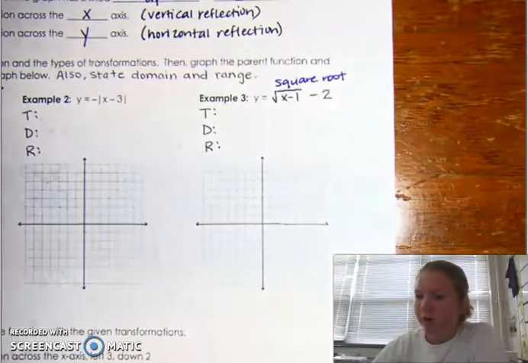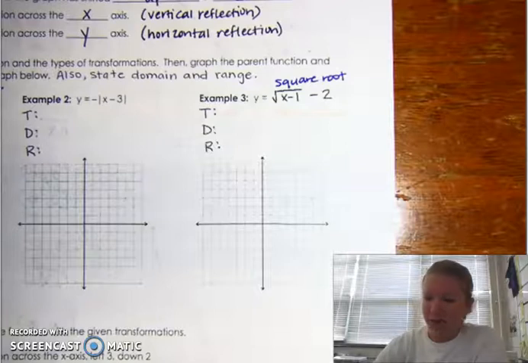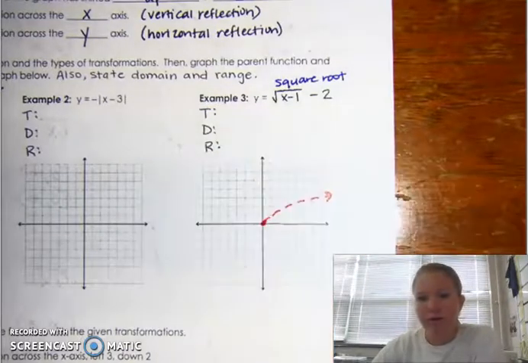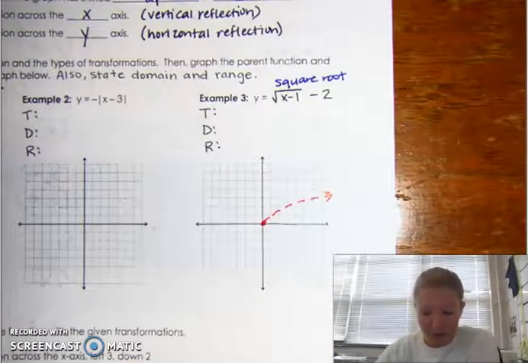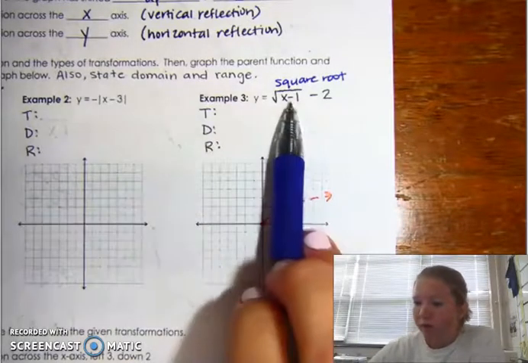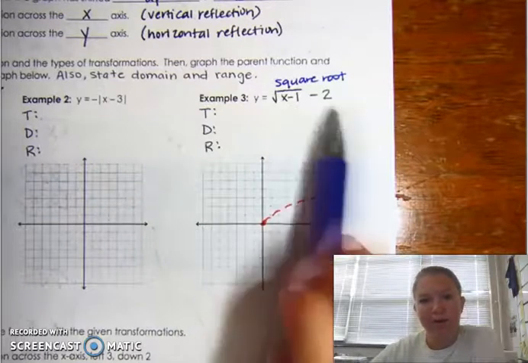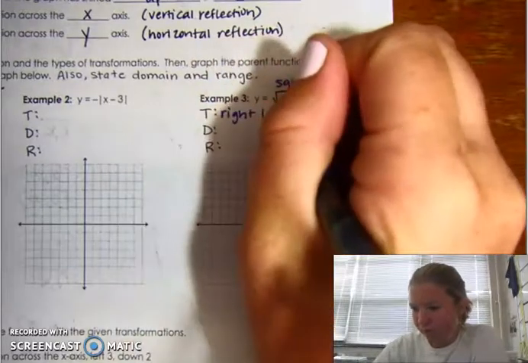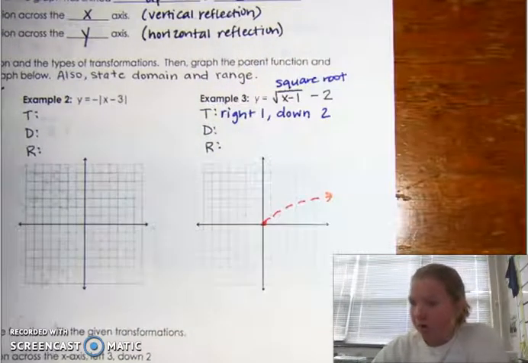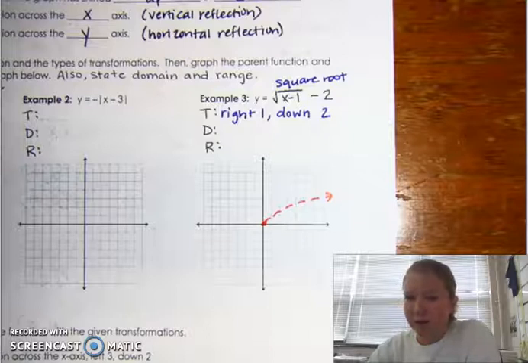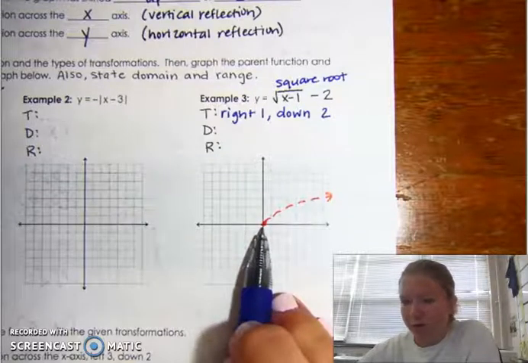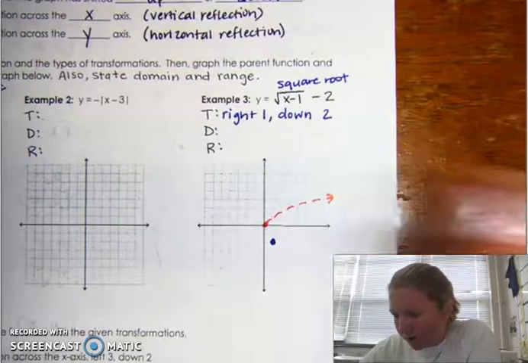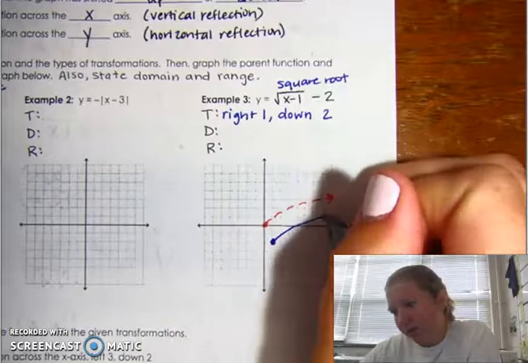So we know that the square root parent function is like half of a parabola on its side starting at the origin. Transformations here, we're going to the right 1 and down 2. So let's sketch that and then we'll look at domain and range. If I take this starting point and I move it to the right 1 and down 2, we're going to be here with that same general shape.